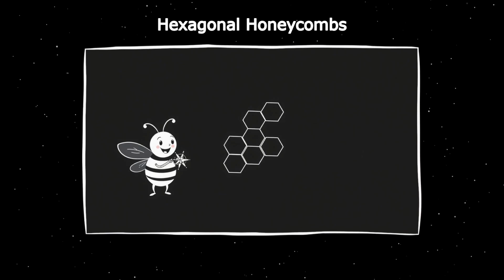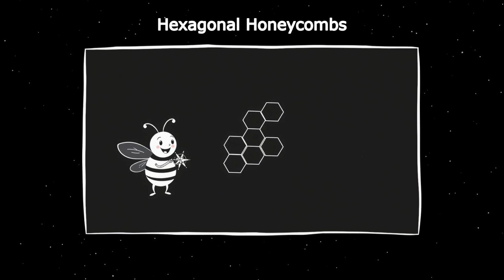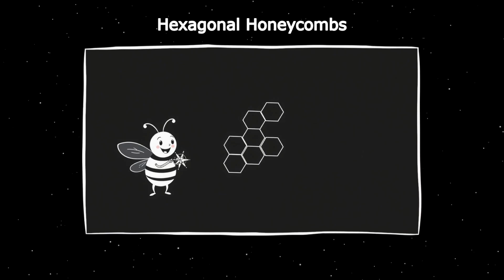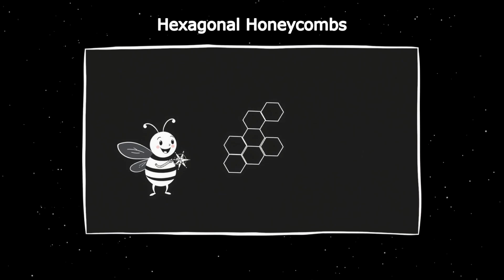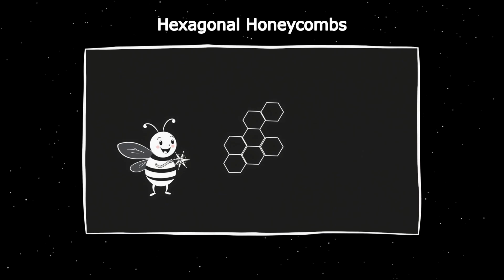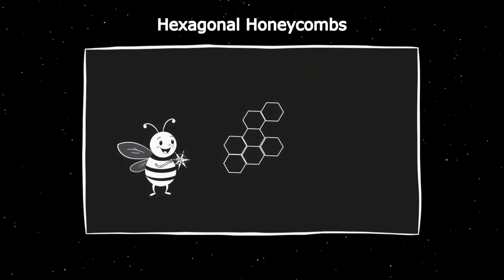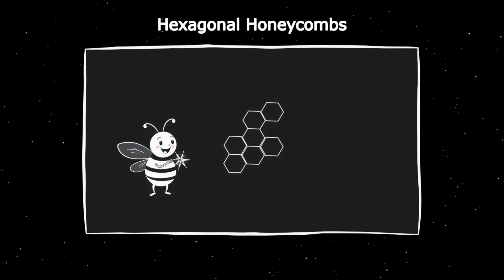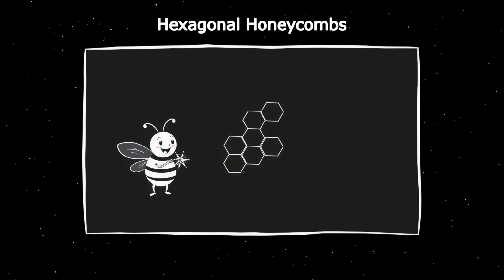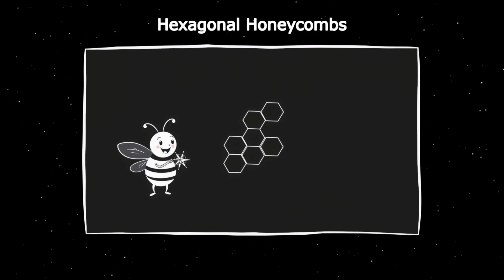The hexagonal shape optimally uses the least amount of wax to create the largest possible volume within the minimum wall length. It's interesting to note that bees don't just stumble upon this shape, they instinctively know how to build it. This instinctual behavior has fascinated scientists and mathematicians alike.